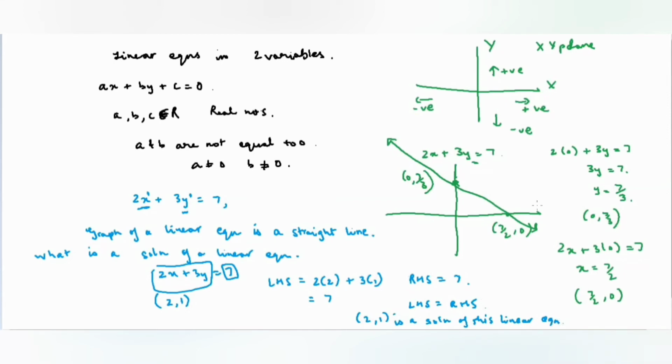Now this further implies that (2, 1) will be somewhere over here. It will lie on the line representing this equation. All solutions of a linear equation will lie on the graph representing the linear equation.